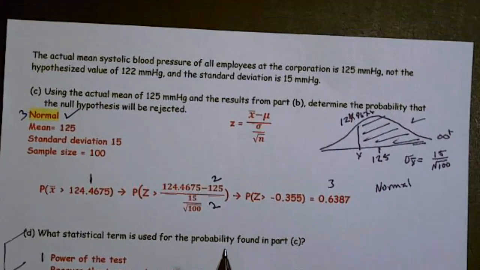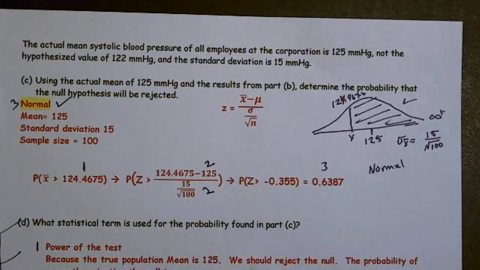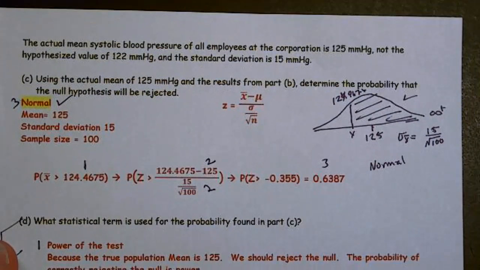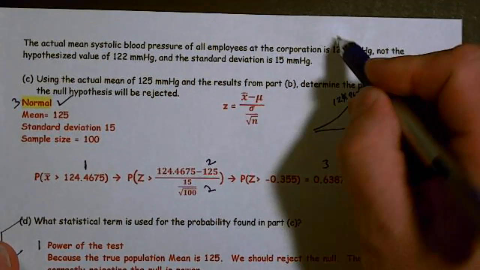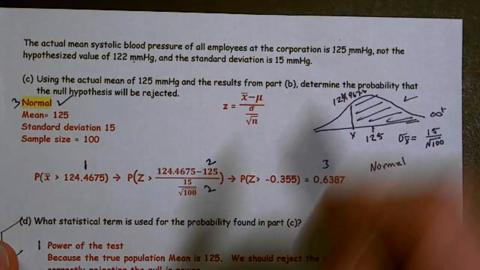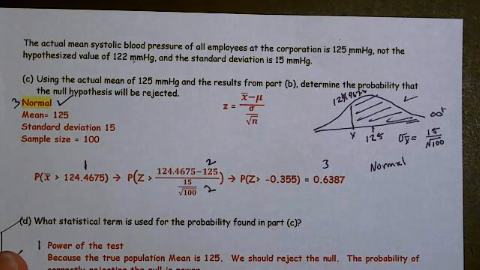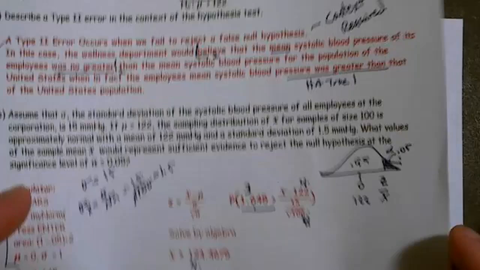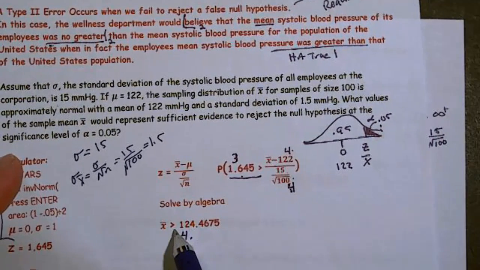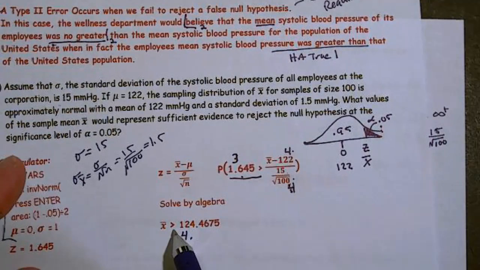Moving on. The actual mean systolic blood pressure of all employees at the corporation is 125, not the hypothesized value of 122. All right, so this is the true value. We believed it was 122, but the actual true value was 125. Use the actual mean of 125 and the results from part B. Well, what did we get in part B? We got a sample mean of 124.4675.